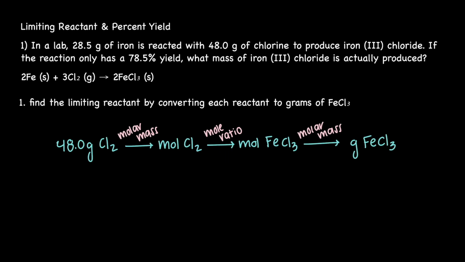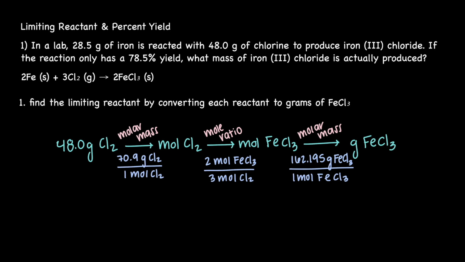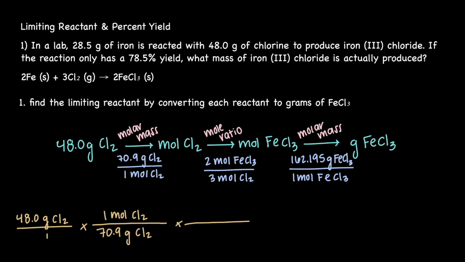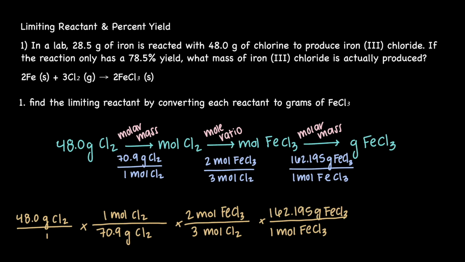For chlorine, the molar mass will be 70.9 grams of chlorine per mole. The mole ratio will be 2 moles of iron 3 chloride over 3 moles of chlorine, and the molar mass of iron 3 chloride will be 162.195 grams per mole. We start with 48 grams of chlorine over 1. In the next fraction, 70.9 grams of chlorine goes on the bottom and 1 mole of chlorine on the top. In the next fraction, 3 moles of chlorine goes on the bottom and 2 moles of iron 3 chloride on the top. In the next fraction, 1 mole of iron 3 chloride goes on the bottom and 162.195 grams of iron 3 chloride on the top.